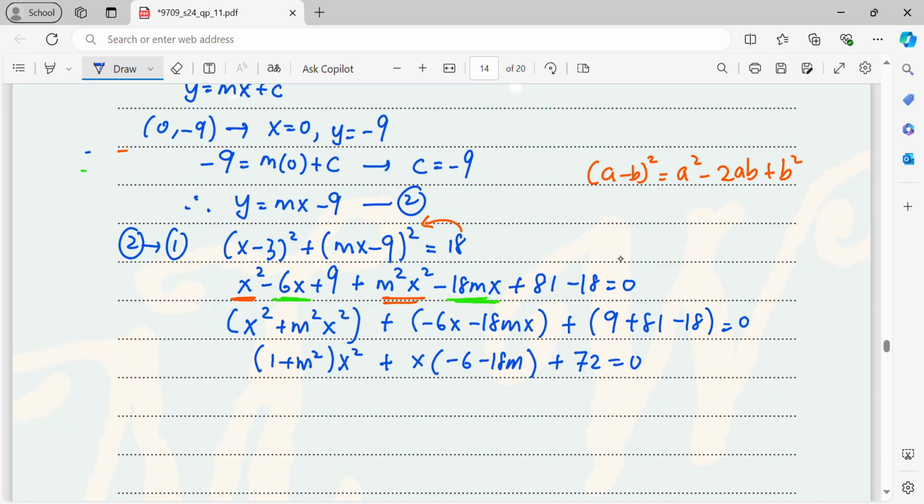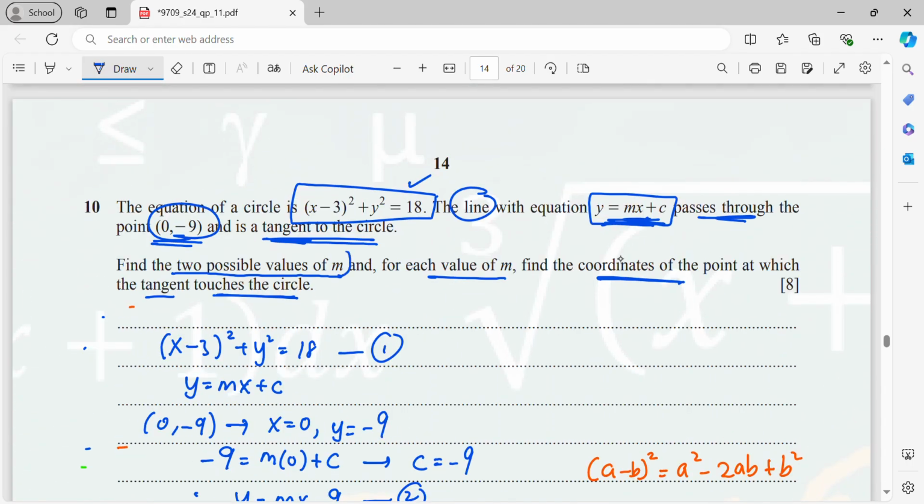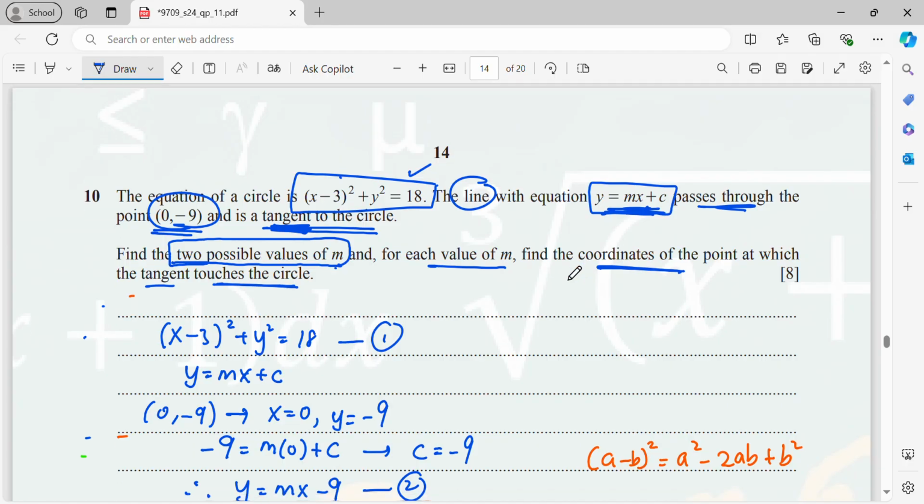Okay, so when you are able to find the x, that will be the intersection point between the straight line and the curve. But the question does not mention that, because we don't need to find the x, we need to find the m. Two possible values of m. And now, when the straight line is a tangent to the curve, that means there's only one root.